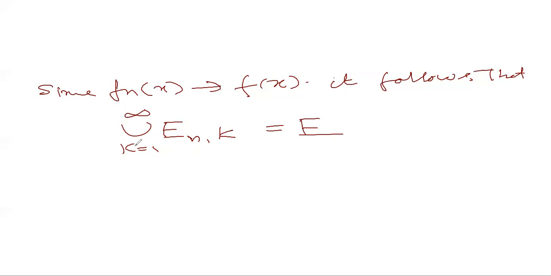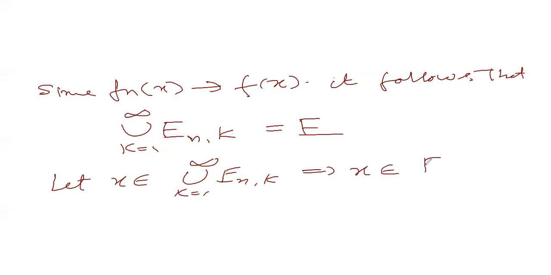Let me try to explain this. We need to show that E_n^k is a subset of E for each k. Then its union will be equal to E, because the E_n^k are subsets of E actually. So we just need to prove that. Let's verify this. Let x be in the union of E_n^k, k runs from 1 to infinity. This implies x belongs to E_n^k for some k.